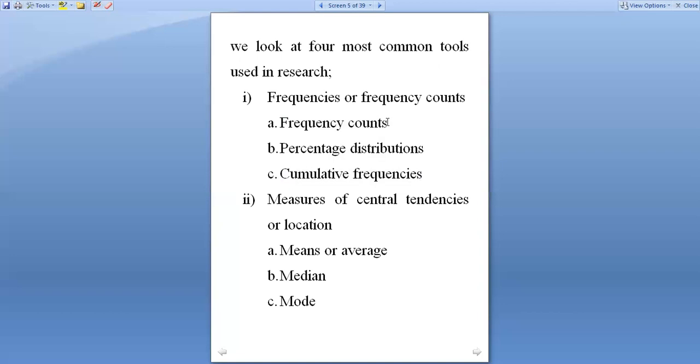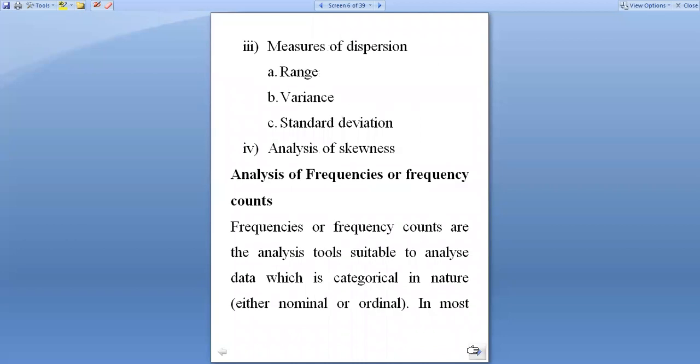The actual tools are the frequency counts, the percentages, the cumulative frequencies, and under measures of central tendencies or location, the tools we have there are mean or average, median, and mode. And under measures of dispersion, we have range, variance, and standard deviation. Then we have the skewness. We shall look at each of these and answer the questions. Now, we have answered the question, what descriptive tools are available?